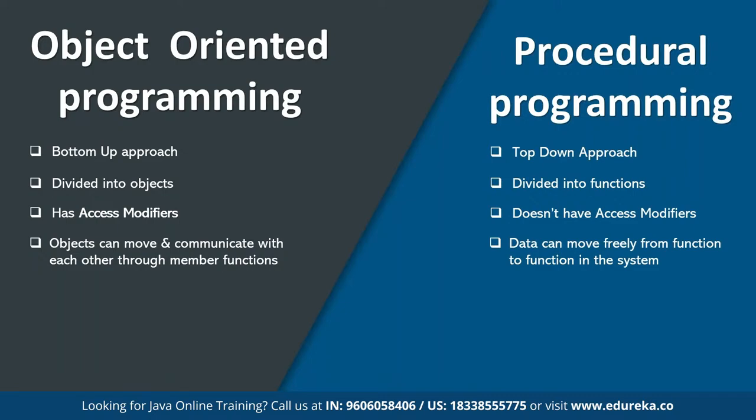So objects can communicate with other objects using member functions. Member functions are nothing but behavior. Here, data can move freely from function to function in the system, but objects move and communicate with other objects through member functions. So you call a function of an object from another object. That is how two objects interact in object-oriented programming. Object-oriented programming is definitely more secure compared to procedural programming, as it has access modifiers and many more things.